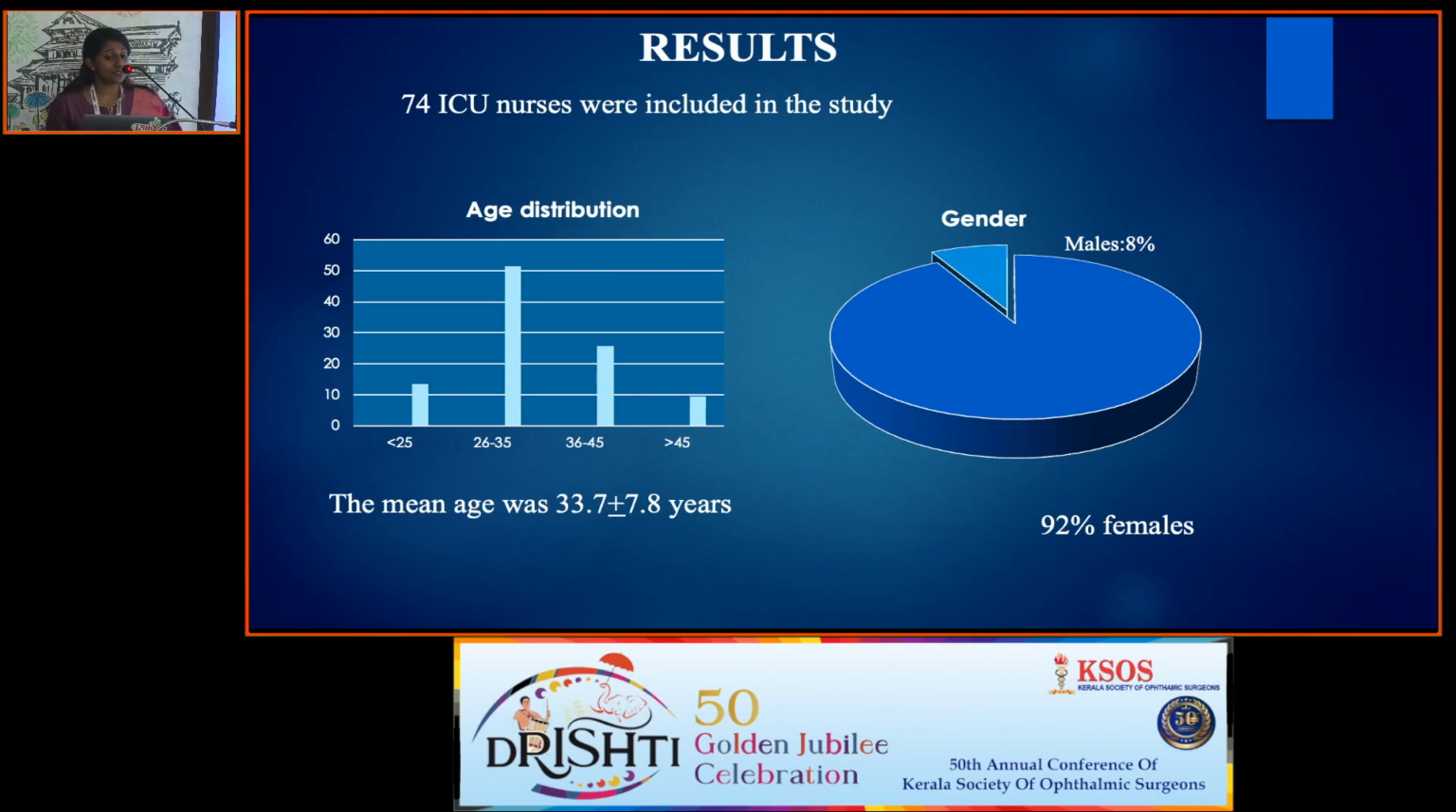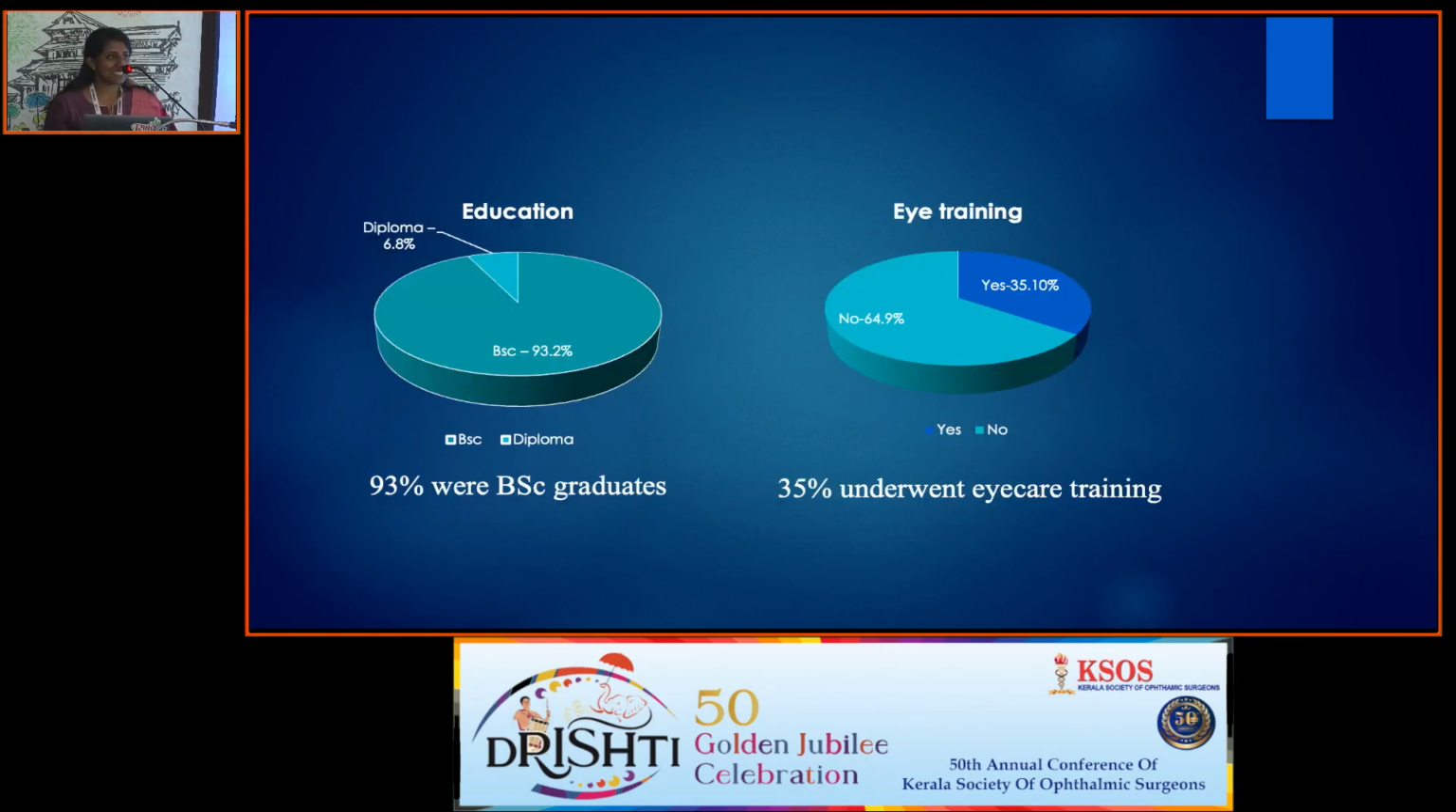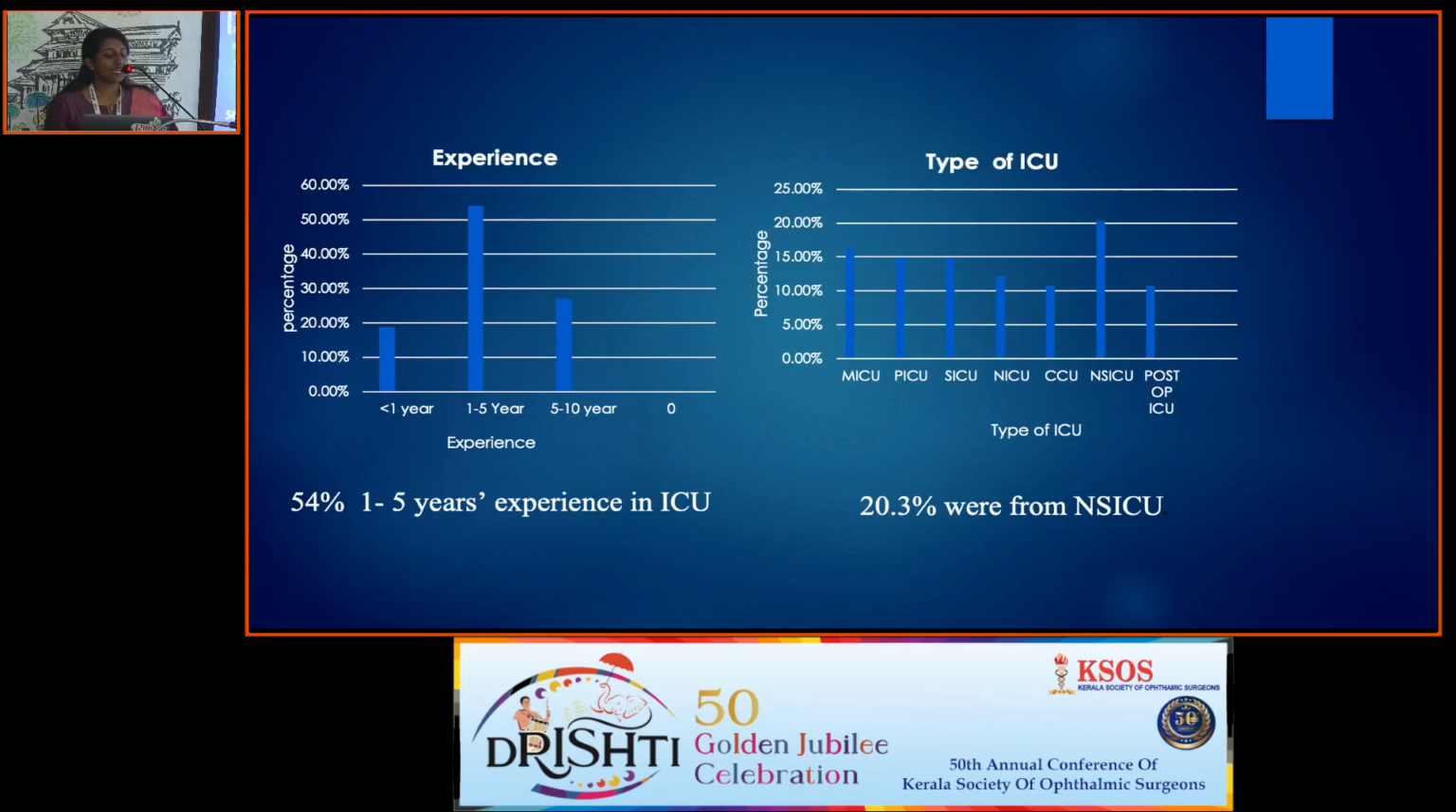74 ICU nurses were included in my study. The mean age was 33.7 years. 92% were females, 93% were BSc graduates, and 35% underwent eye care training. 54% had 1 to 5 years of experience in the ICU, and 20.3% were from the neurosurgical ICU.